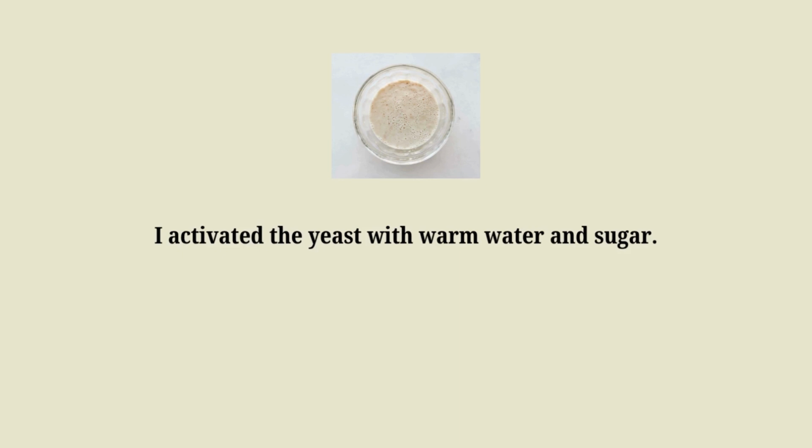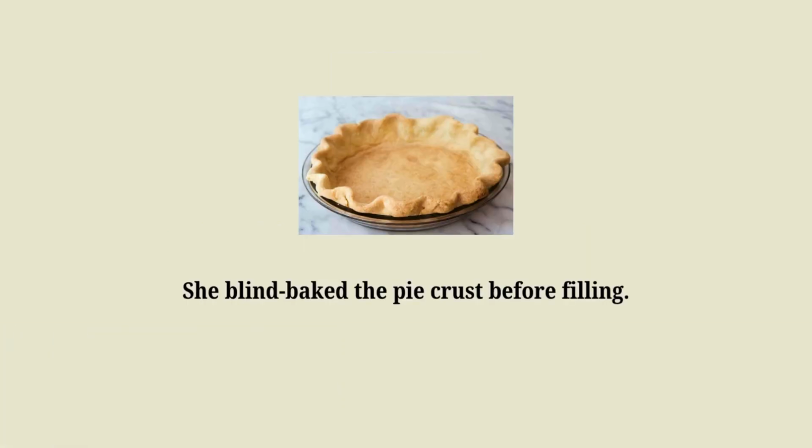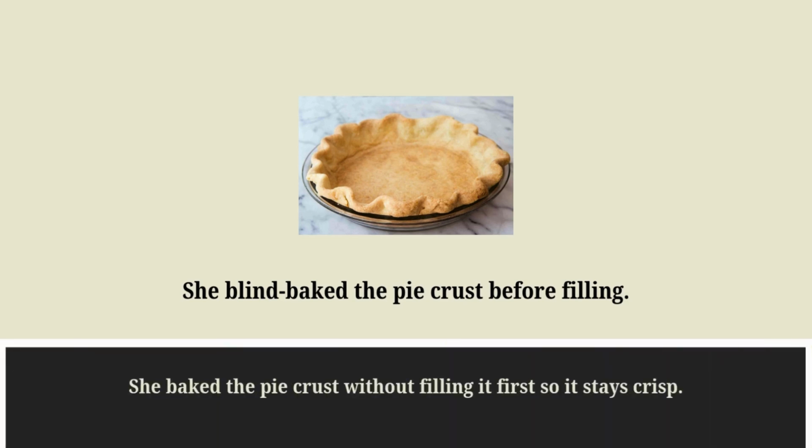I activated the yeast with warm water and sugar. In simple terms, I mixed the yeast with warm water and sugar to wake it up and make it start working. She blind baked the pie crust before filling. Means she baked the pie crust without filling it first, so it stays crisp.